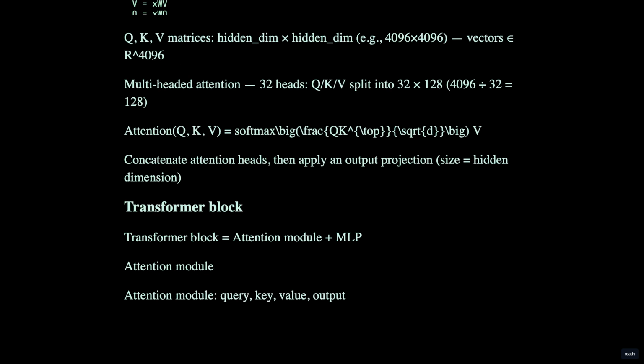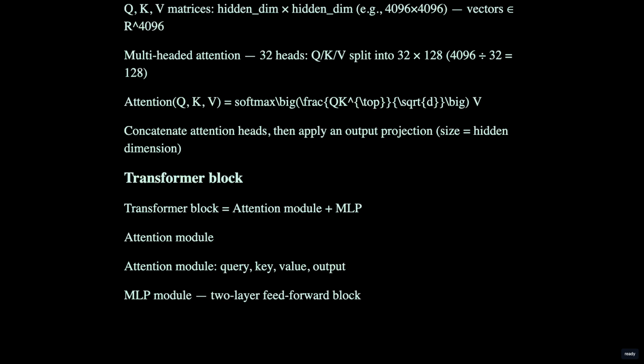Each attention module contains 4 learned weight matrices: queries Q, keys K, values V, and an output projection. Queries and keys generate attention scores that decide how to weight the values, and the output projection mixes the heads back into the model's hidden space.